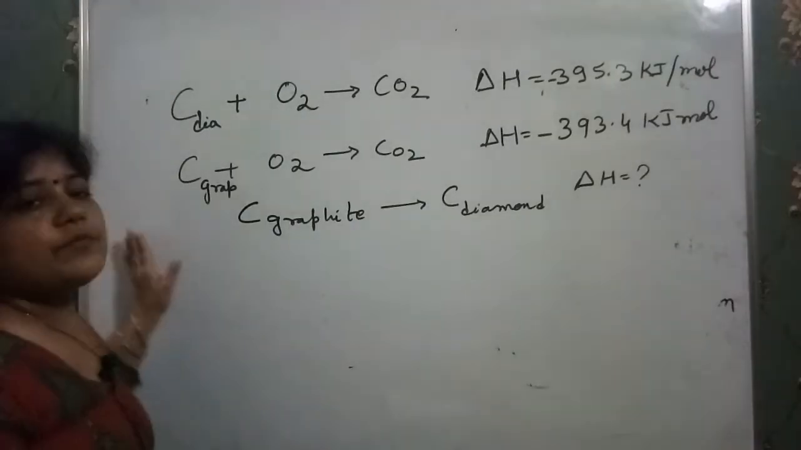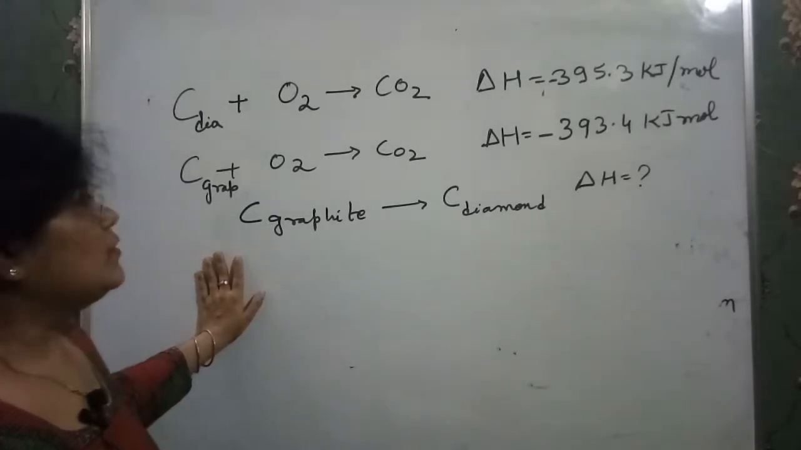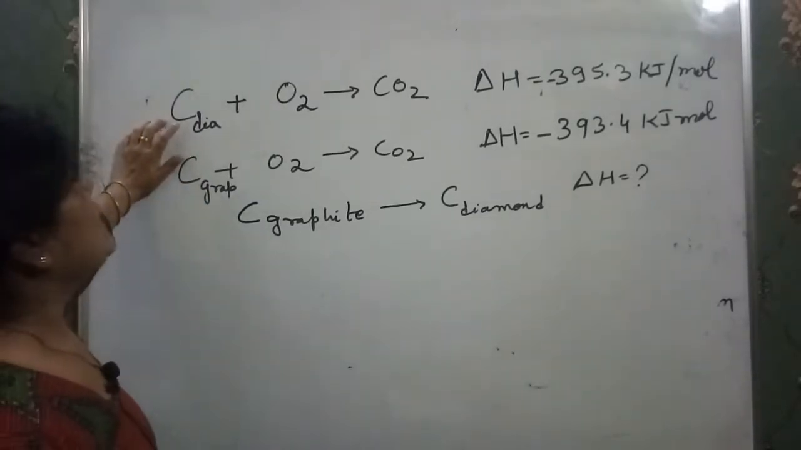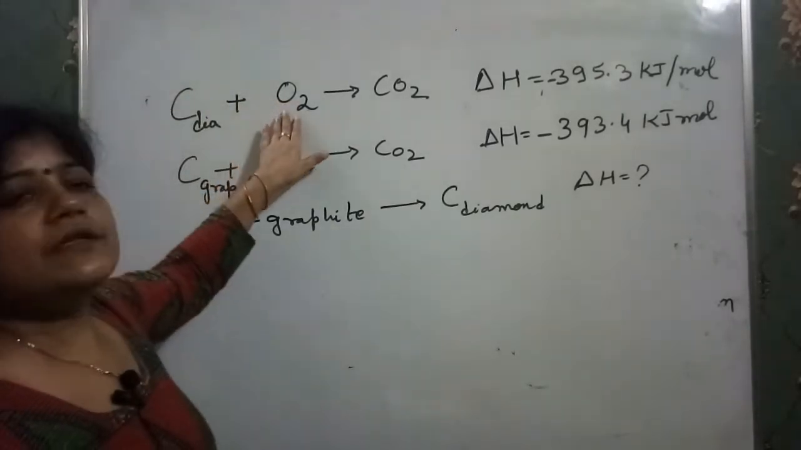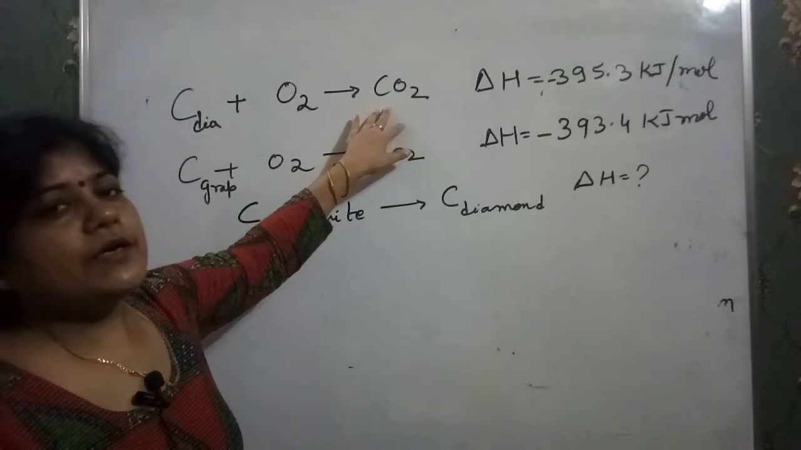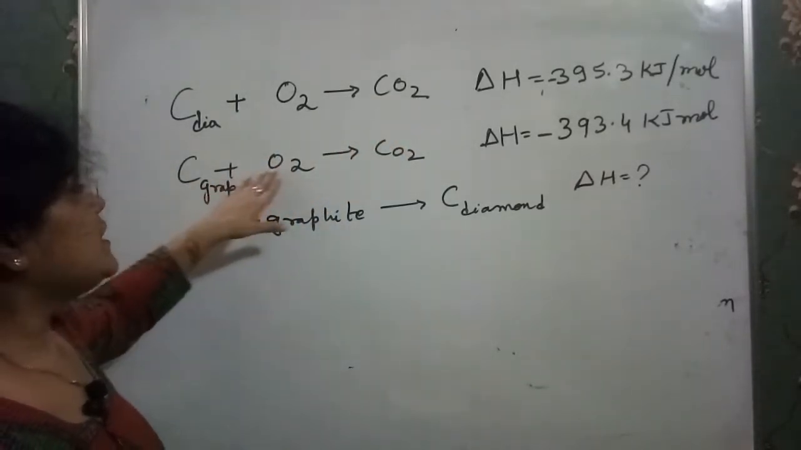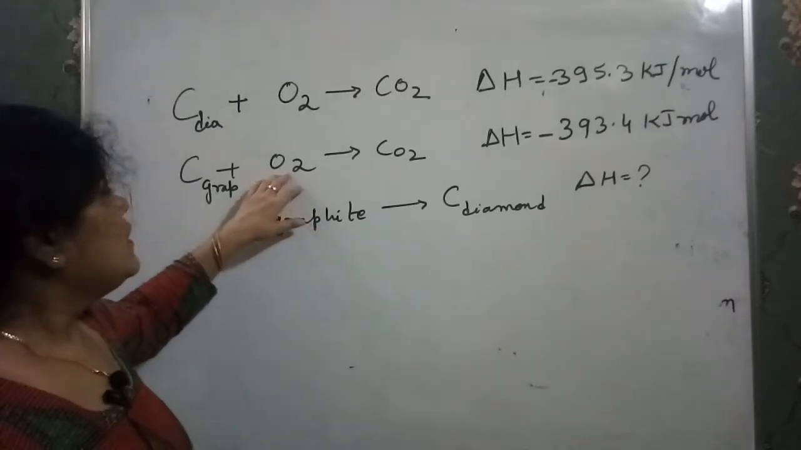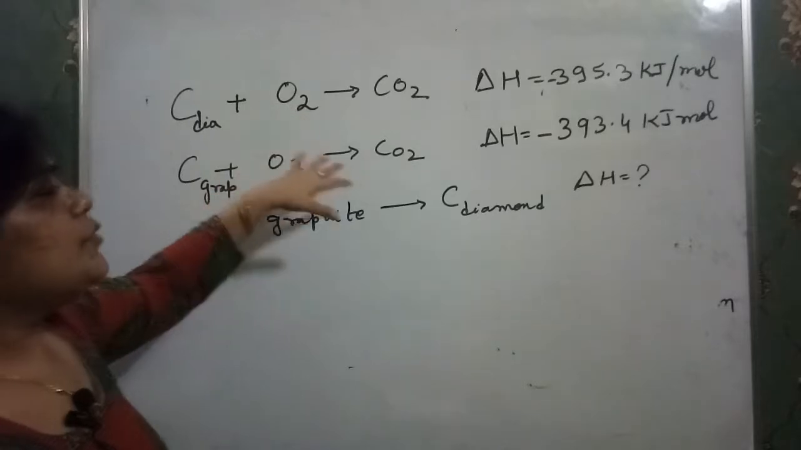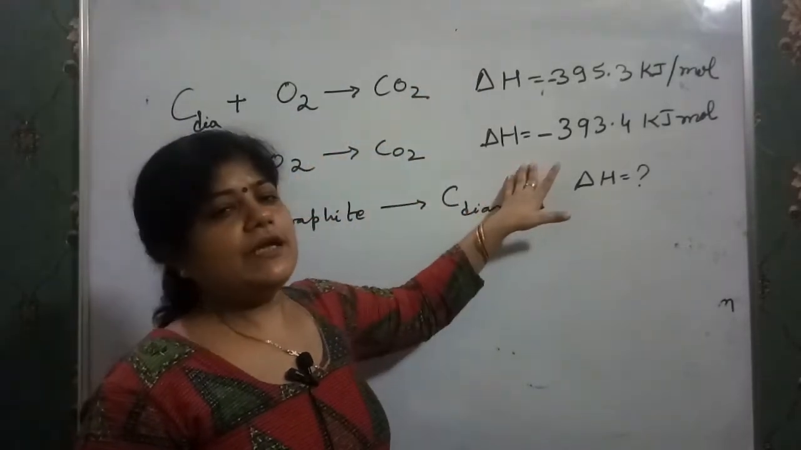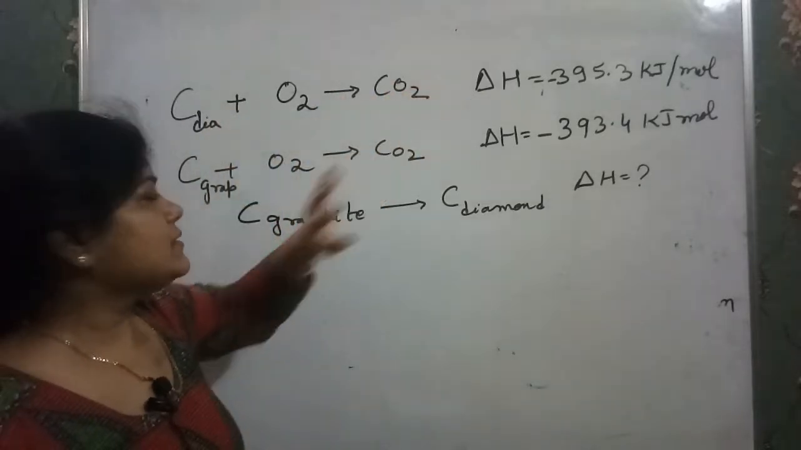Now this is another type of question. This is the application of Hess's law. Here, when diamond, a form of carbon, is burned in air, it changes into carbon dioxide. Similarly, when the graphite form of carbon undergoes combustion, it converts into carbon dioxide. And in both cases, we have different enthalpies, that is, the heat evolved during both cases is this.